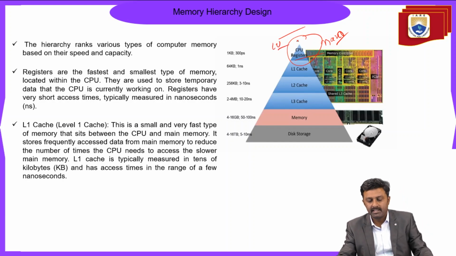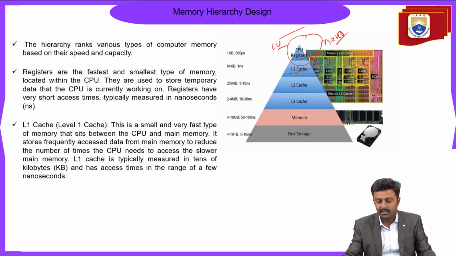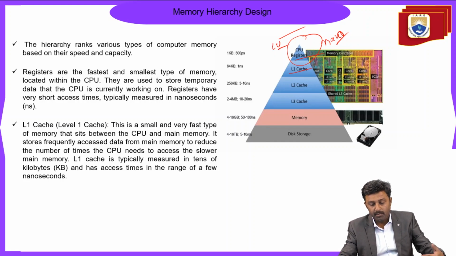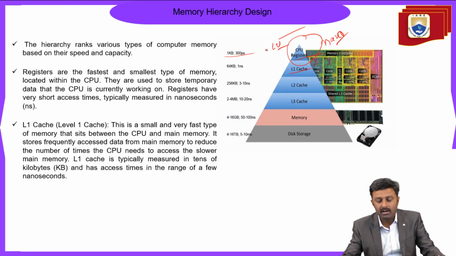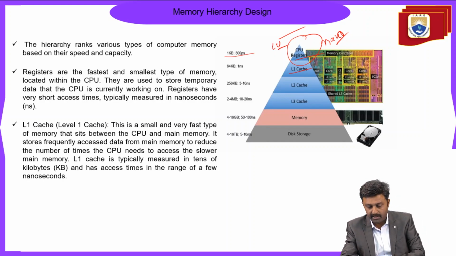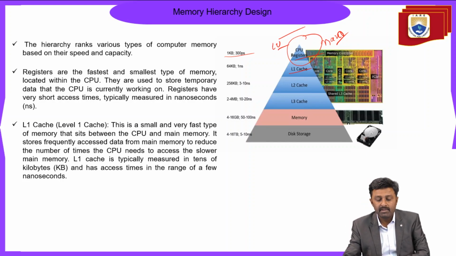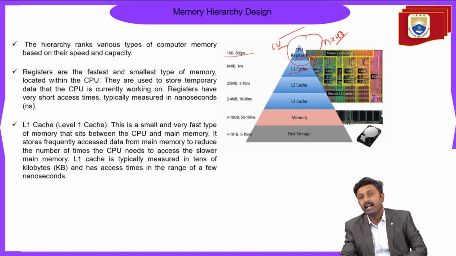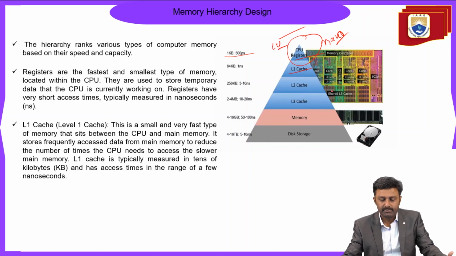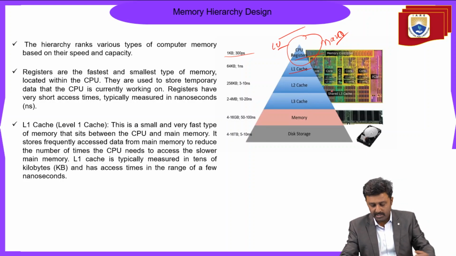Then the L1, that is the cache, that is level 1 cache. This diagram shows the different levels of hierarchy in the computer. The CPU registers are about 1 KB in size and the speed is 300 ps. Then the next level is the L1 cache. The L1 cache is a very small and very fast type of memory that exists between the CPU and the main memory.